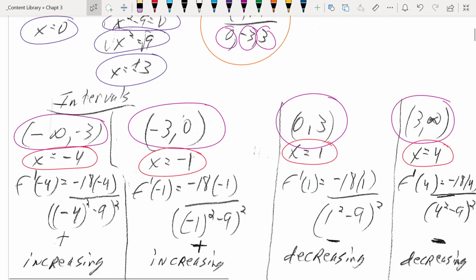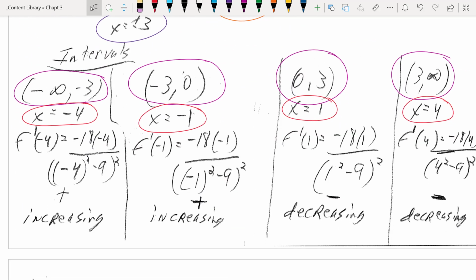I'm going to go ahead and substitute those numbers into that equation and see whether it's positive or negative. So I've got negative 18 times negative 4, and I've got negative 4 squared minus 9 squared. So notice a negative 18 times a negative 4 is going to be a positive in my numerator. And this being squared is always positive in my denominator. Positive divided by a positive is positive. So that interval is increasing. So from negative infinity to negative 3, I am increasing.